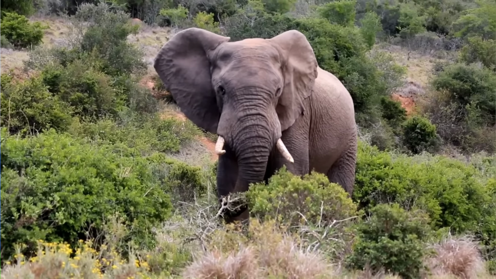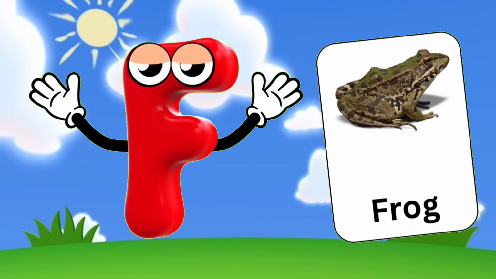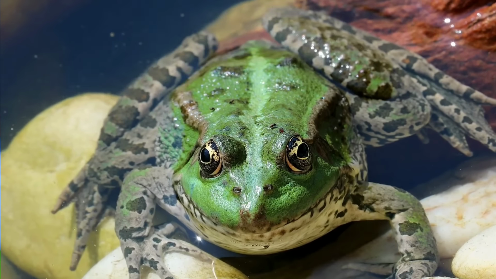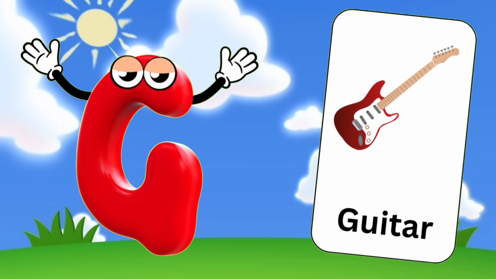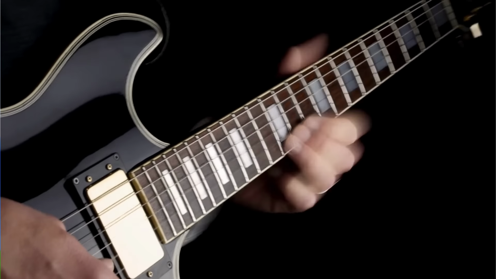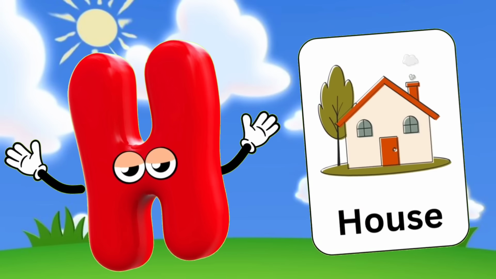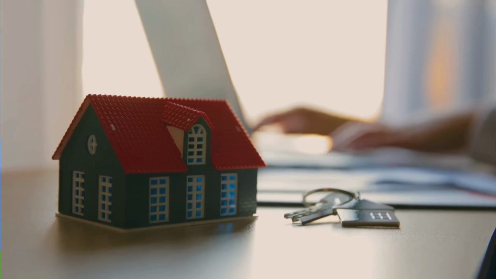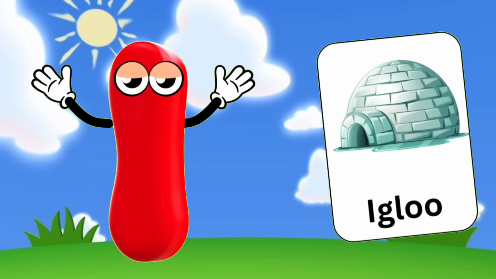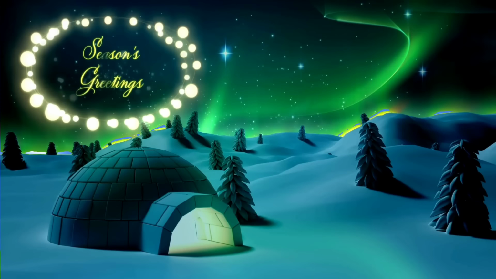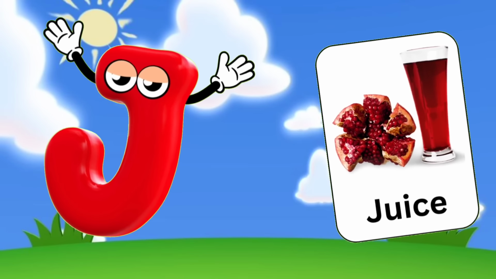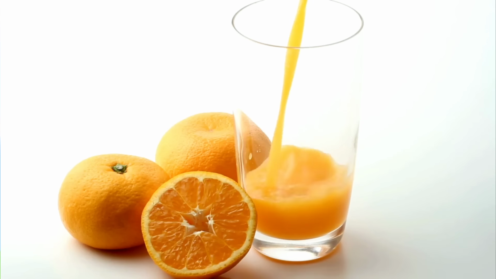F is for frog, fo, fo, frog. F, frog. G is for guitar, go, go, guitar. G, guitar. H is for house, ha, ha, house. H, house. I is for igloo, e, igloo. I, igloo. J is for juice, ju, ju, juice.